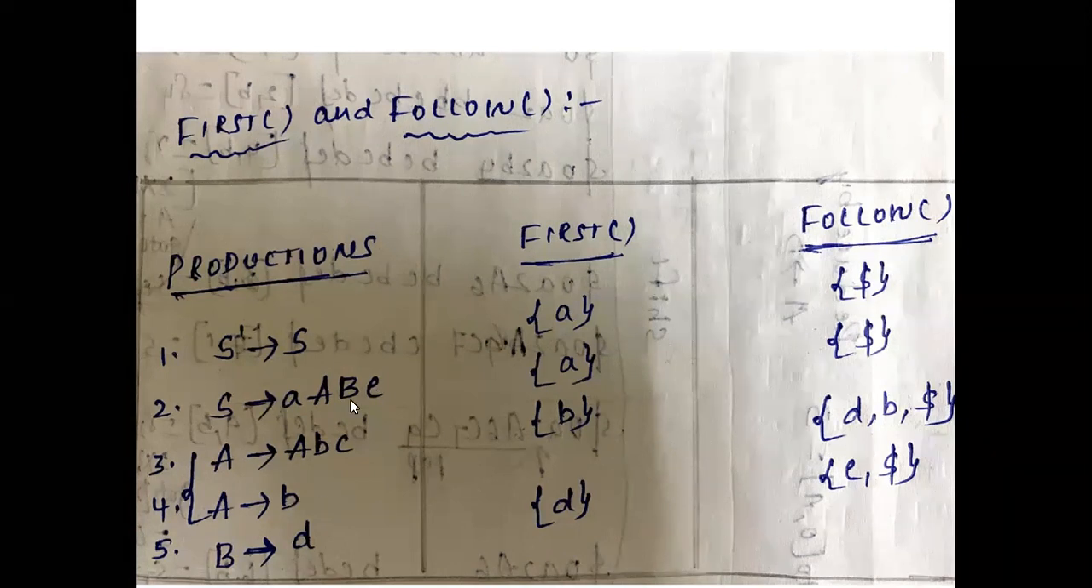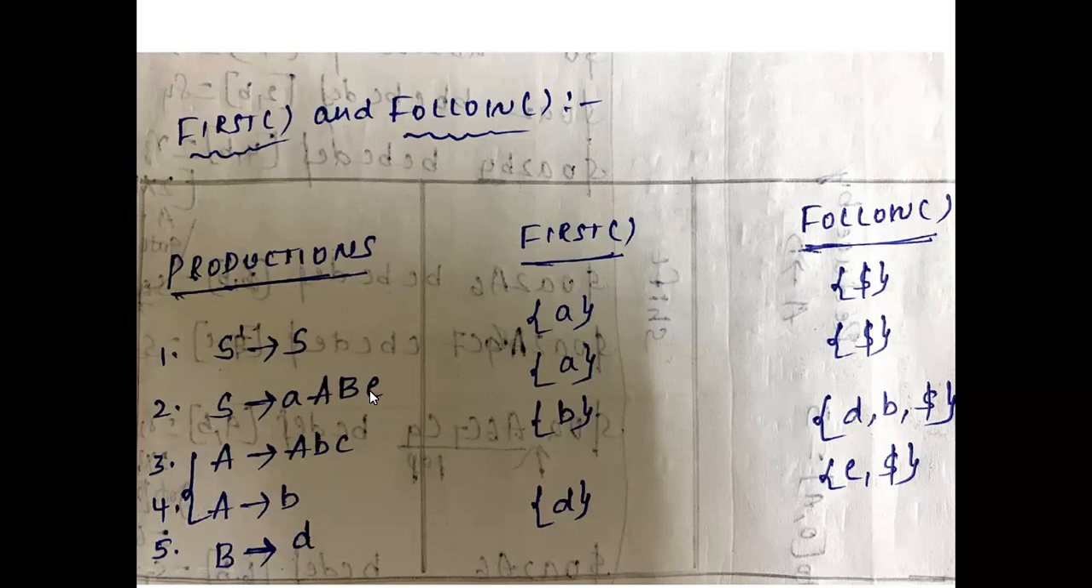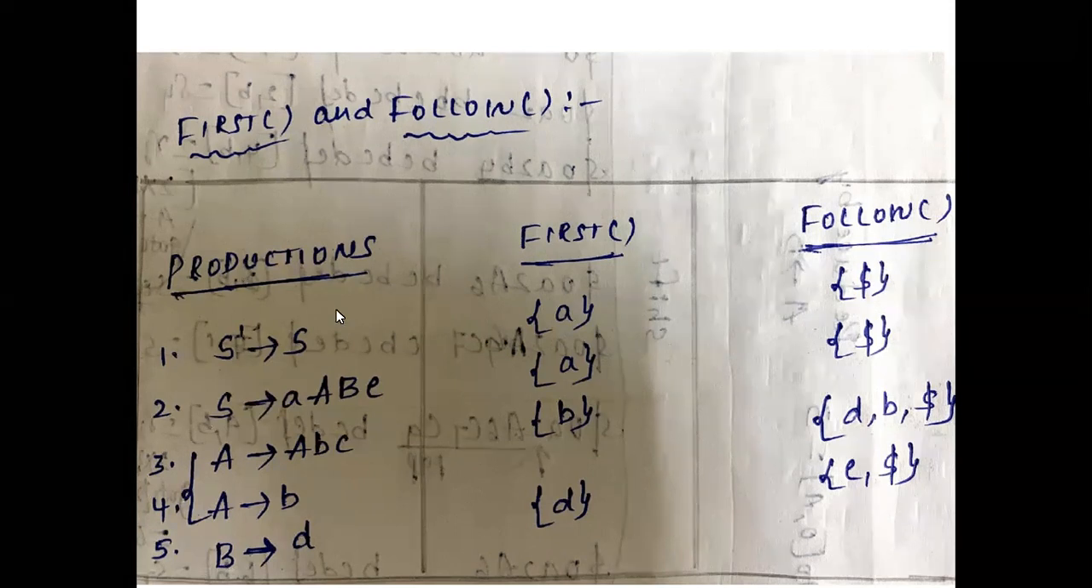And what is follow of S? Checking which rule has S on the right hand side, rule number 1 has S on the right hand side. In the other rules there is no S, and in the last two rules we do not have the S variable. So taking this rule as A tends to alpha S beta, what is beta here? Beta is epsilon. If beta is epsilon, then follow of S is equal to follow of S dash. Follow of S dash is already computed, and its output is dollar. So we place the same output for S, that means follow of S is dollar. And now follow of A.